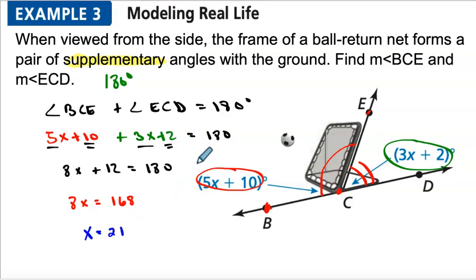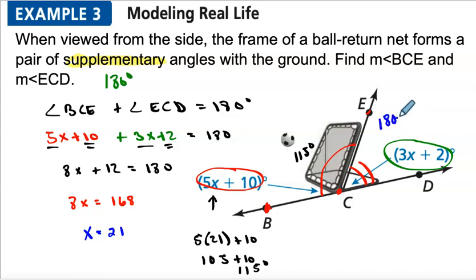Alright, so take it a step further. It's asking for each angle. So what I'm going to do is plug in that 21 in for x. So I got 5 times 21 plus 10, which is 105 plus 10, which is 115 degrees. So this angle here is 115 degrees. And you get this other angle here by just doing 180 minus 115. Or, again, you could plug in 21 for x here. Either way is fine, but you end up with the same thing of 65 degrees.